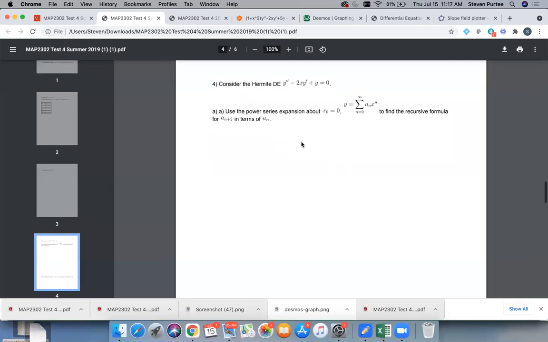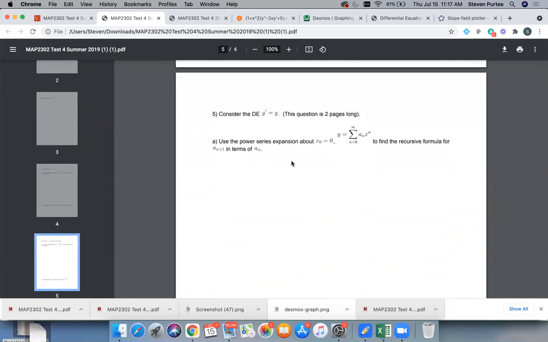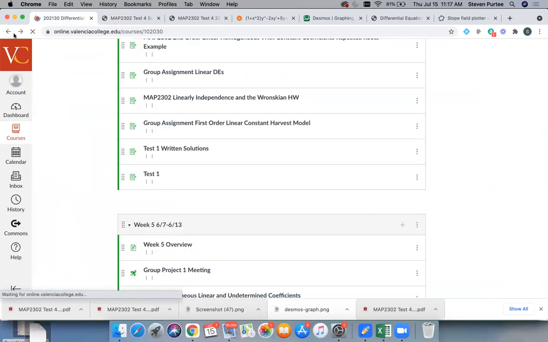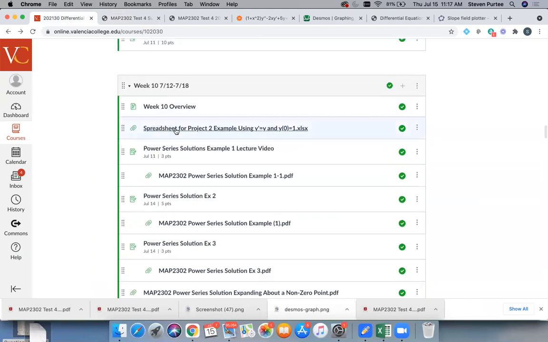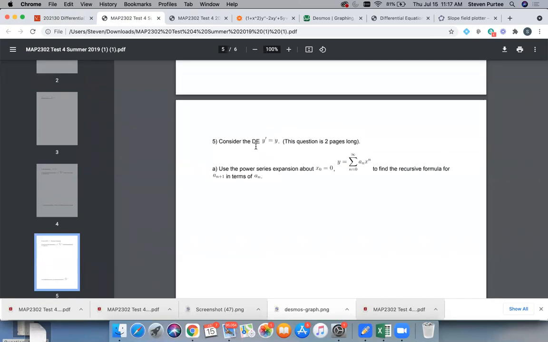Here's another power series. And then this was a really good problem. This is what I used for the basis of this document here to help you prepare for project 2. So the idea behind the problem is, we're going to look at this DE. This may look familiar to you.